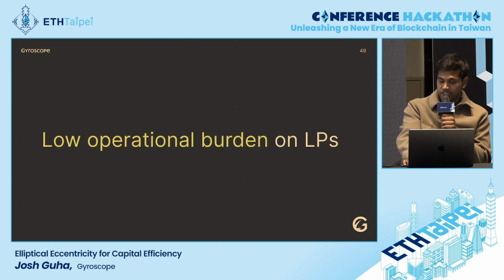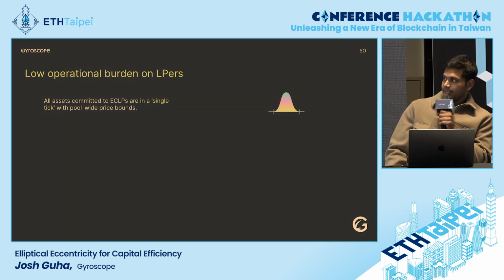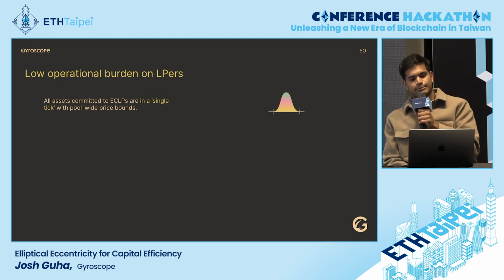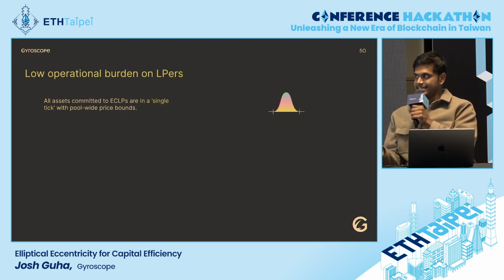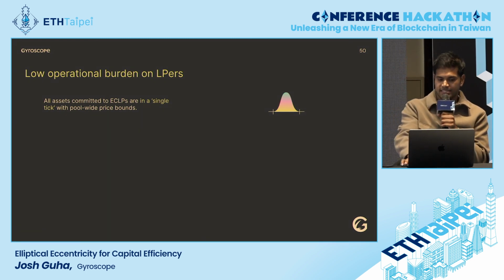Another benefit, low operational burdens on LPers. Unlike Uniswap v3, all liquidity provided to ECLPs are within a single given price range or a single tick. So this means that liquidity providers don't have to actively manage their position between ticks, making it easier to passively manage their position.